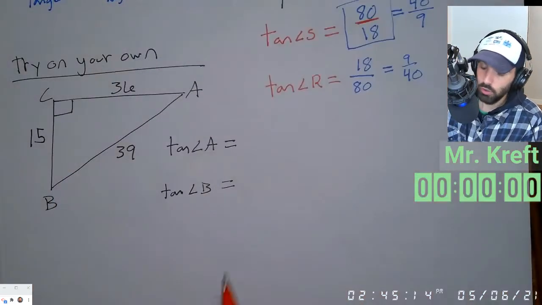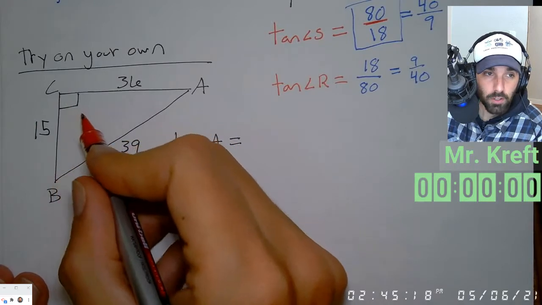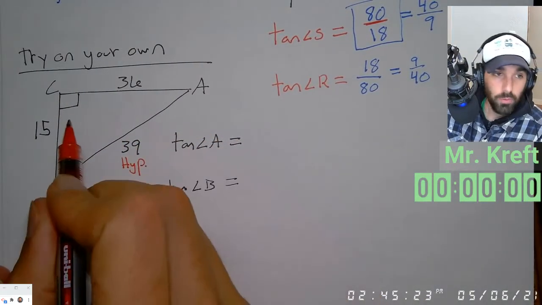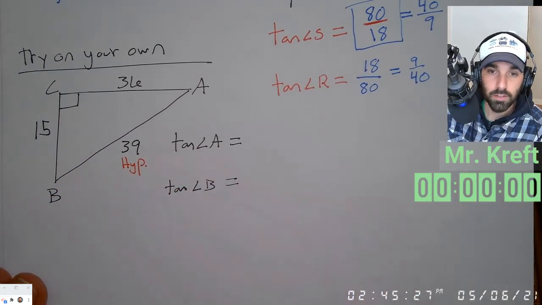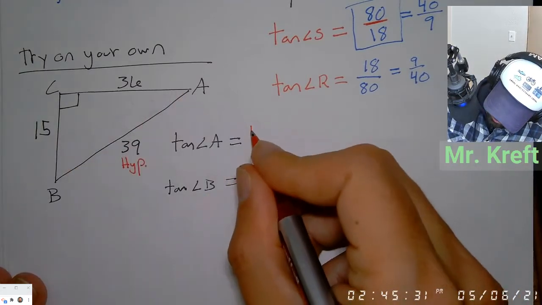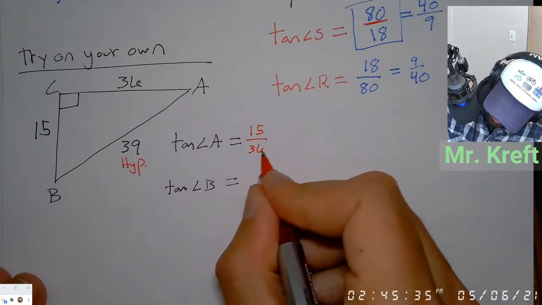I appreciate that. So tangent of A, right? First I say, okay, my hypotenuse, that's across from my 90-degree angle. So tangent here is going to be opposite. So opposite of A is 15, and then adjacent would be 36.